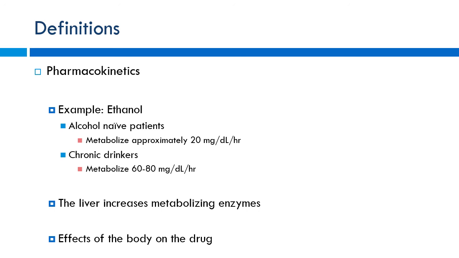So again, going back to alcohol as our example, looking at the pharmacokinetics, you can actually find that there's differences in how the body can actually process the alcohol. So for instance, if you're dealing with an alcohol naive patient, someone who does not regularly drink, I'll assume all of you, you should metabolize roughly 20 milligrams per deciliter per hour. Does anyone know what the legal limit of alcohol is for considering to be drunk?